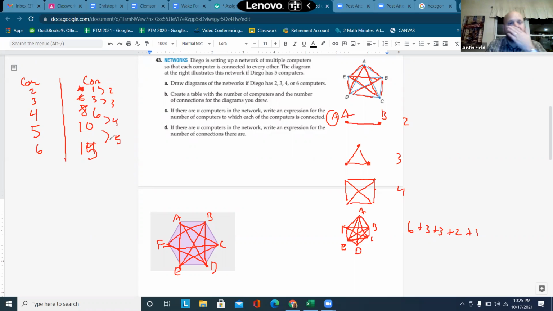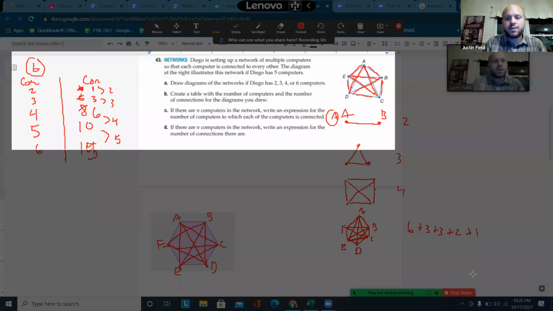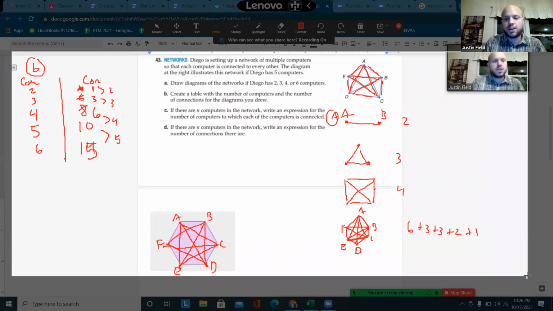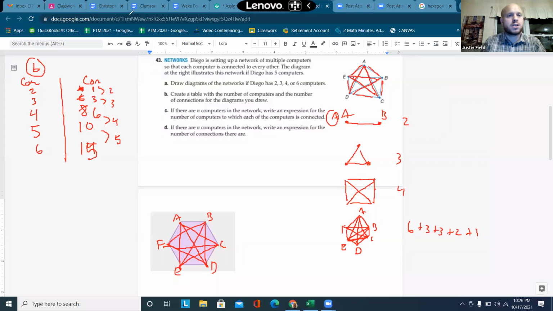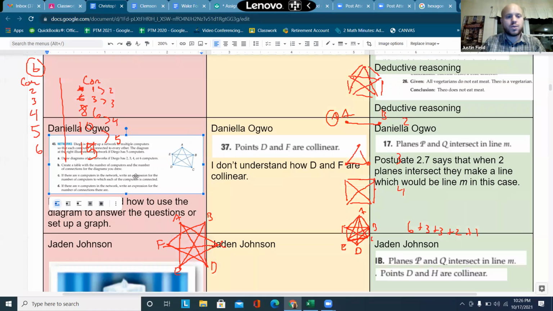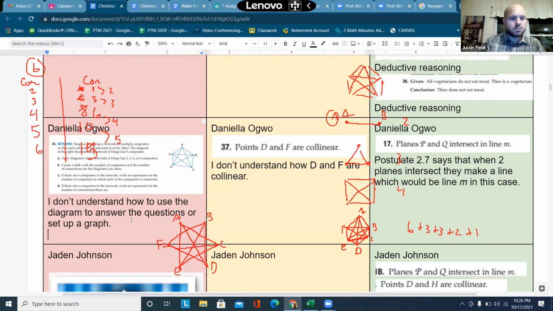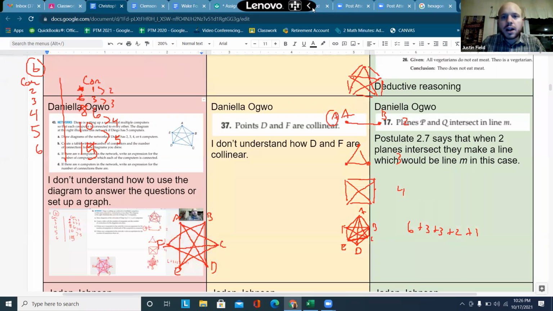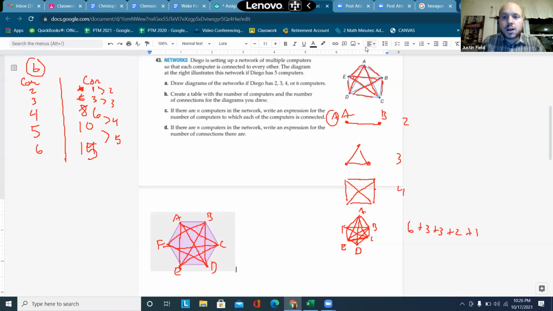Pattern. So this is B right here. A table with the number of computers and the number of connections. All right. So there's A, and there's B. Let me just screenshot that first part there, my face here. Okay, it's for you, Daniela. All right, now I'm gonna clear it.